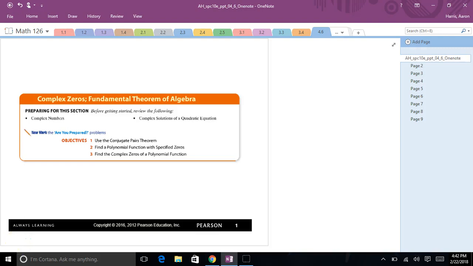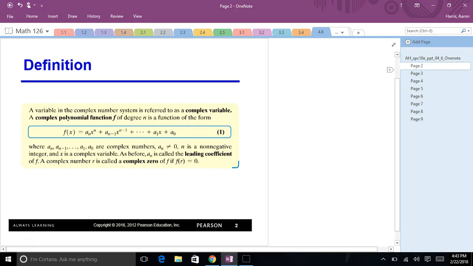We're going to look at complex zeros and the fundamental theorem of algebra today. So let's start off with a complex polynomial function. Now we're going to explore, instead of just being in the real numbers, dealing with complex numbers as well. So we're going to have complex variables, complex polynomials.